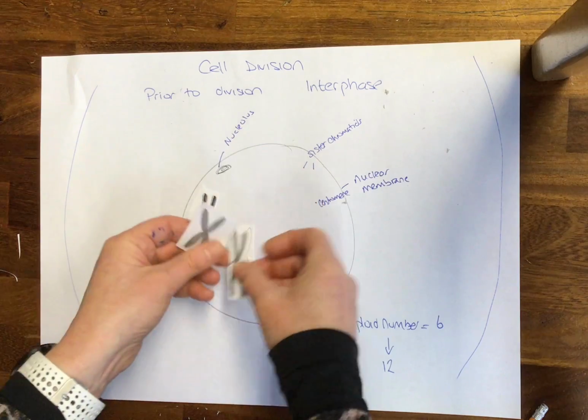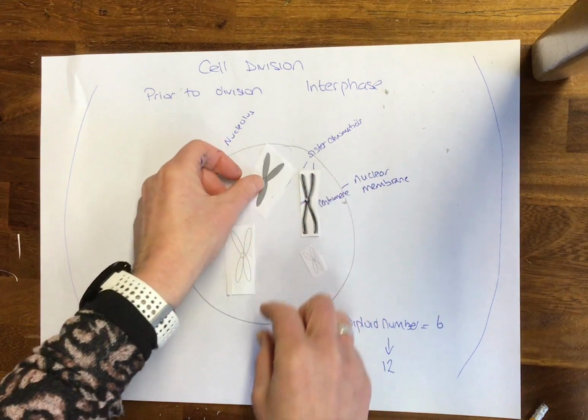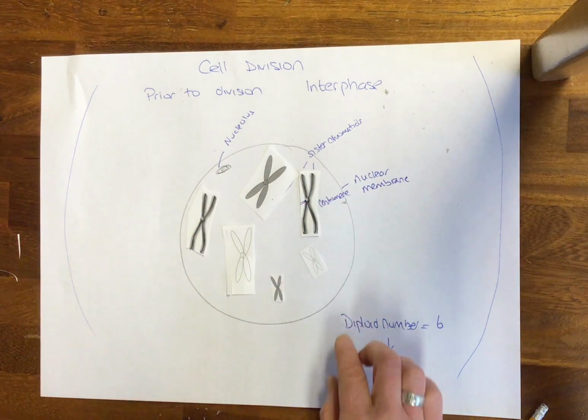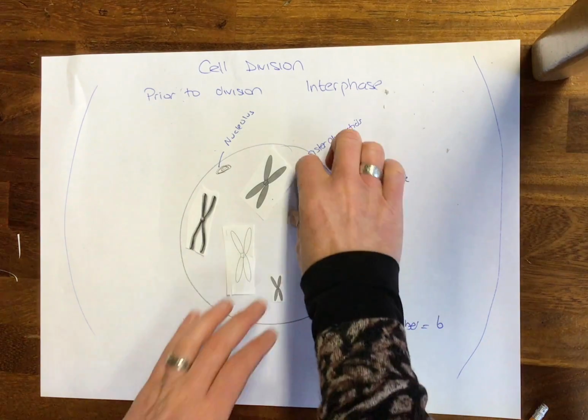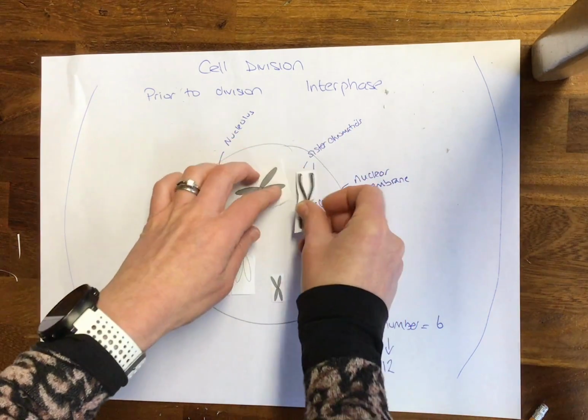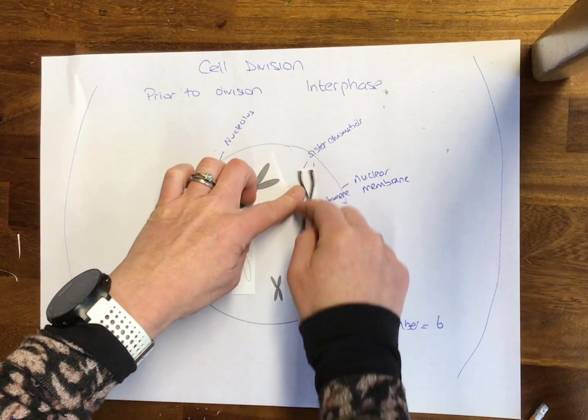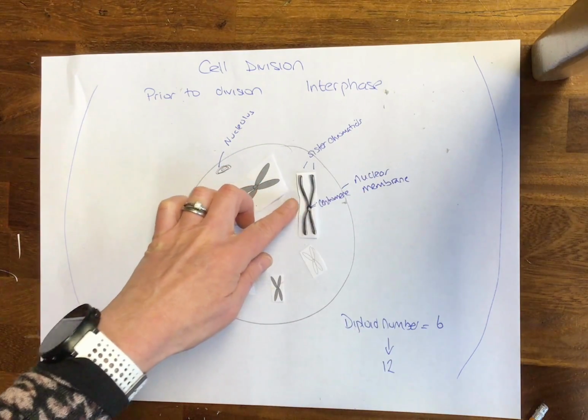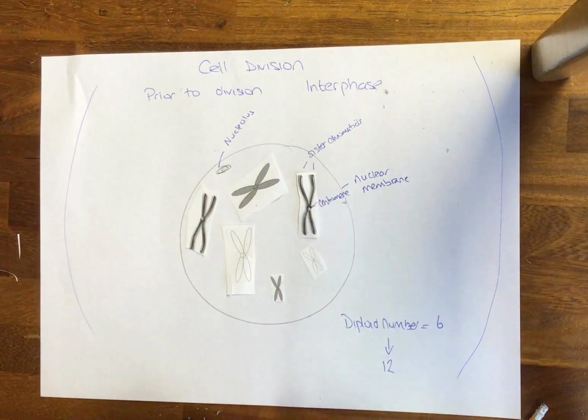Now, when we look at these, we can see that our chromosomes are attached to each other at what's known as the centromere, and the parts, each one is known as a sister chromatid. So they're attached together at the centromere. At the end of interphase, we then enter into the stages of mitosis.